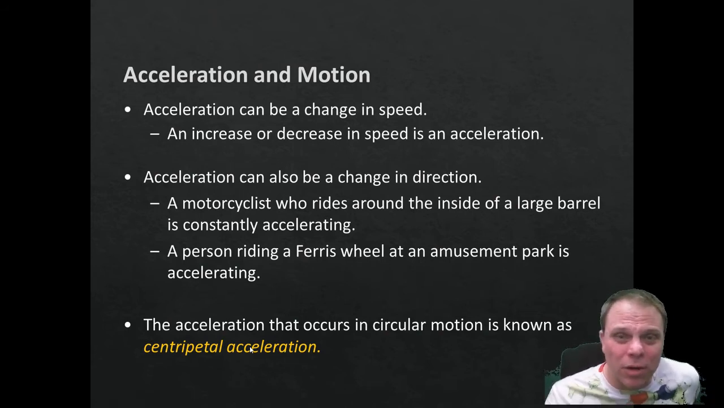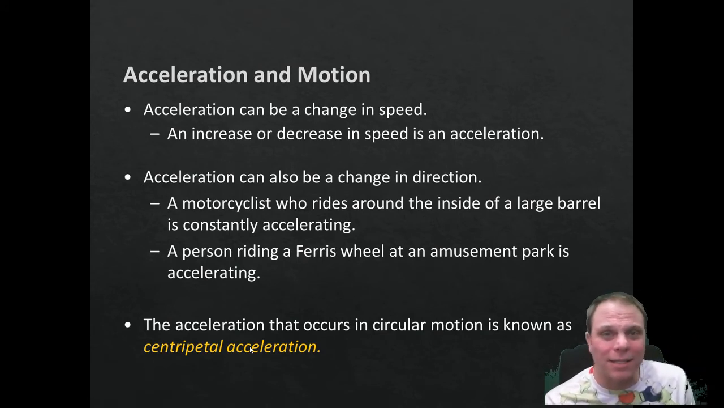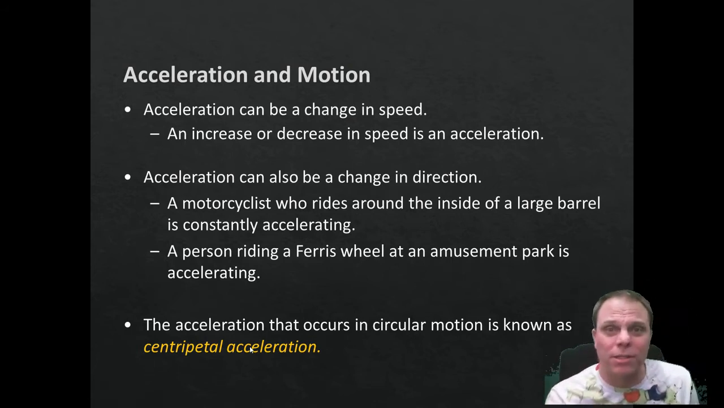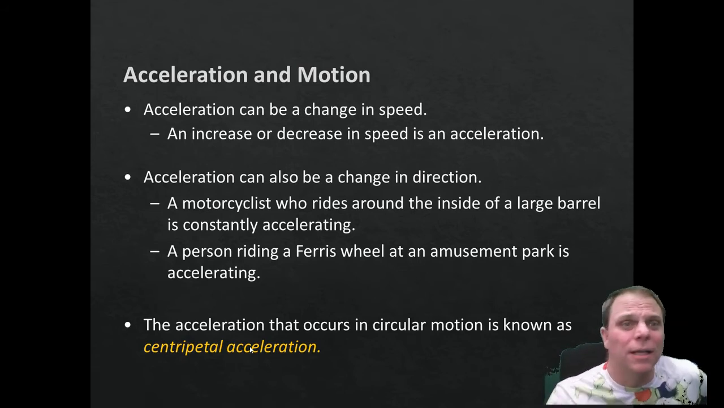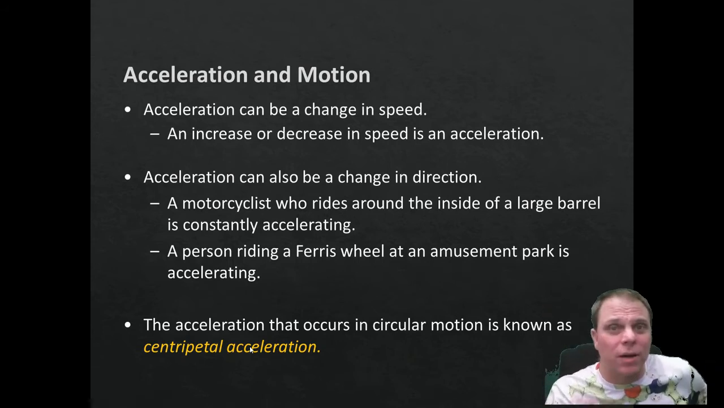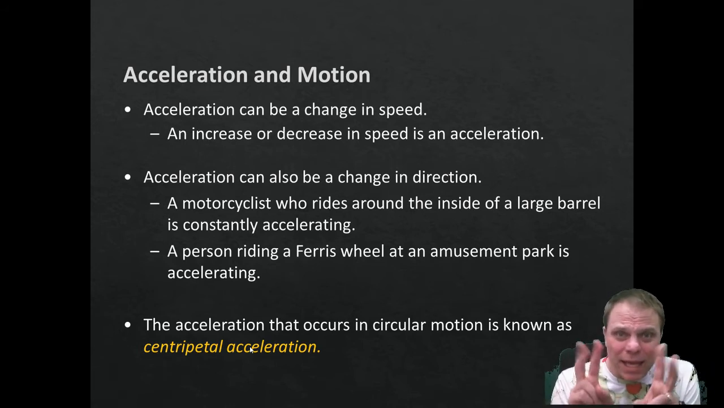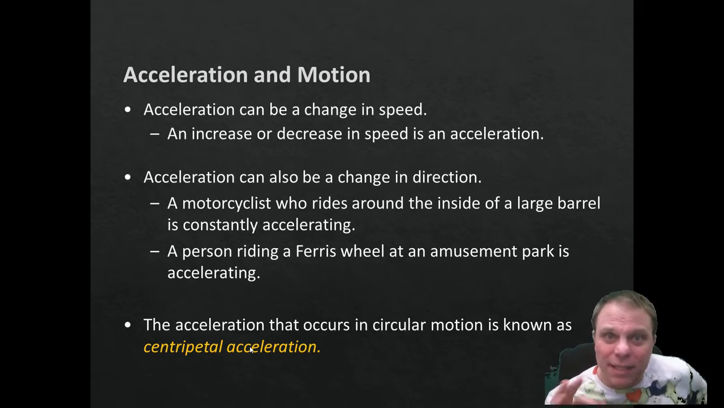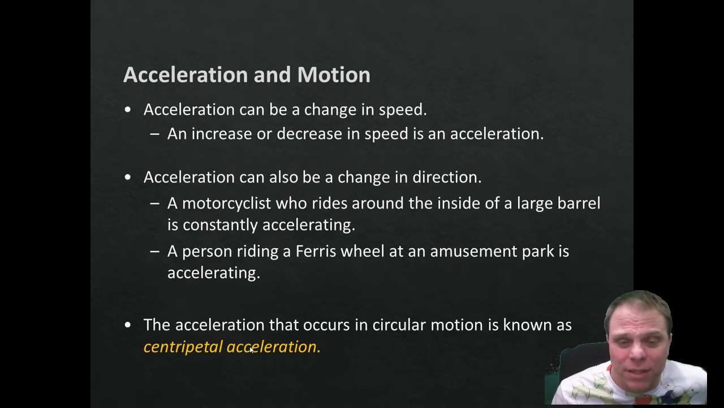Change in direction. So if a motorcyclist is riding around the inside of a large barrel, they're constantly accelerating. Why? Because zoom, zoom, zoom, they're always changing direction, right? Constant acceleration. A person on a Ferris wheel is going this way, no, they're going this way, no, they're going this way. They're always changing direction. So a person on a Ferris wheel, even though they're going at constant speed, is continually accelerating. Constant acceleration. What, Powers? Yeah, change in direction means you have acceleration.